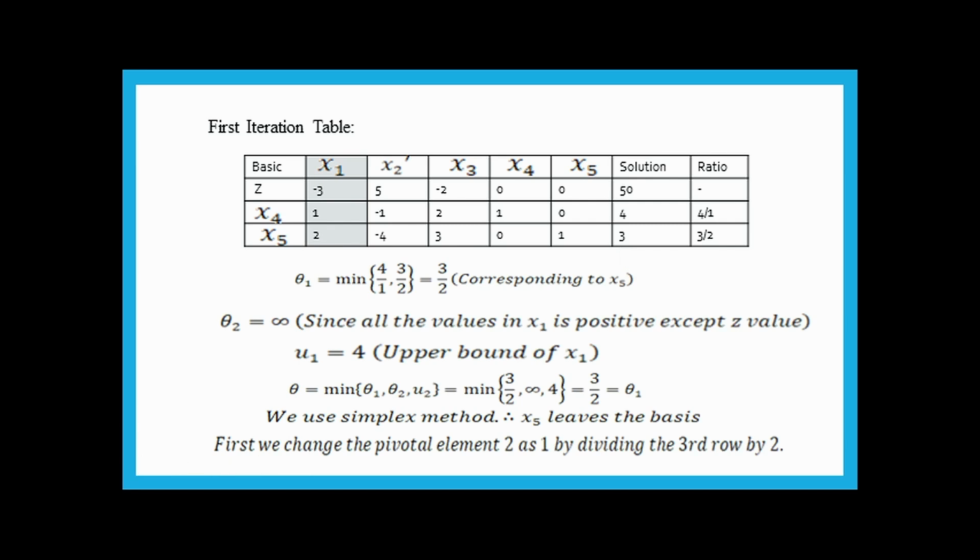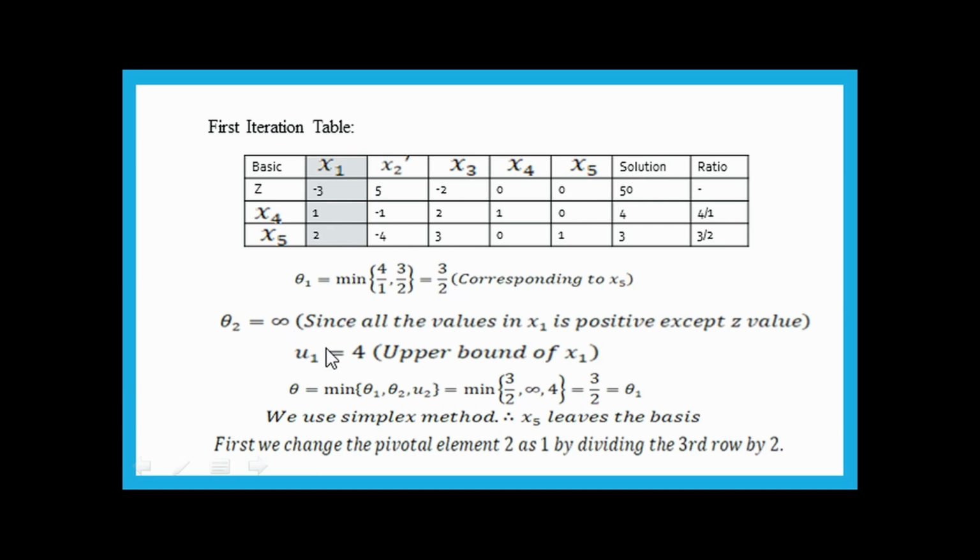We have to find theta 1, theta 2 and u1. Theta 1 is the minimum of the ratios. So first we have to find the ratio for x4 and x5. The ratio of x4 is the solution divided by the pivotal column value, so 4 divided by 1, and the ratio for x5 is the solution divided by the pivotal column value, so 3 by 2. Theta 1 is minimum of 4 by 1 comma 3 by 2, which is equal to 3 by 2, which corresponds to the variable x5.